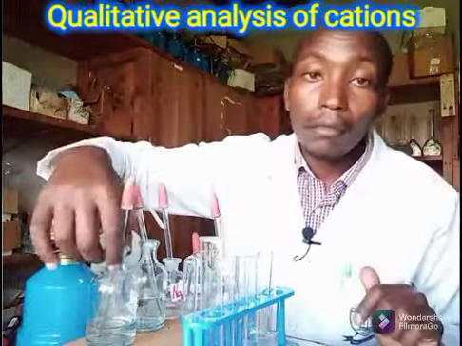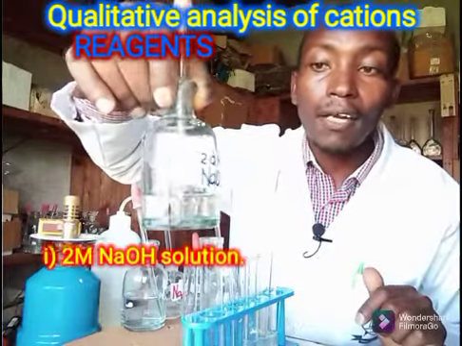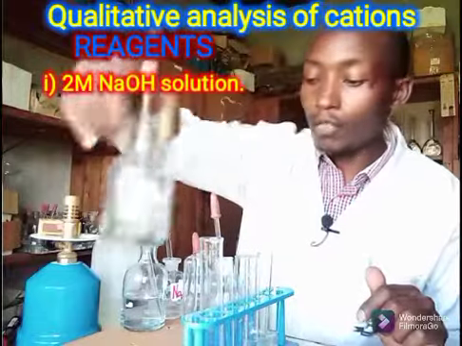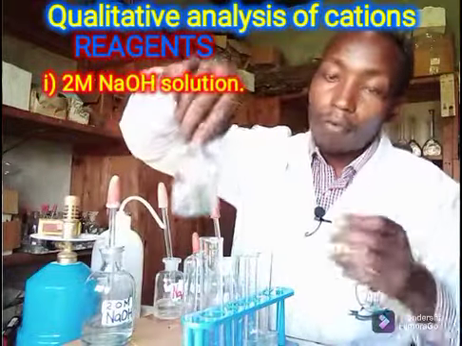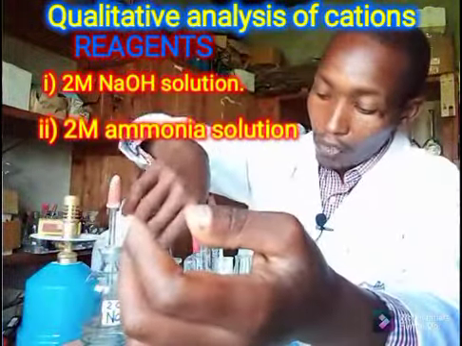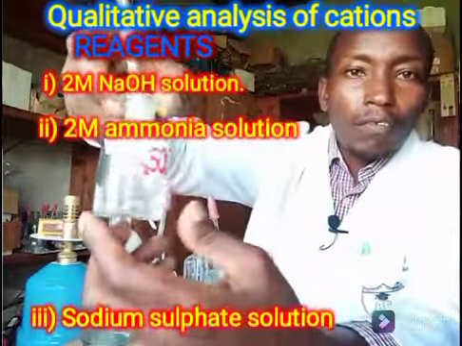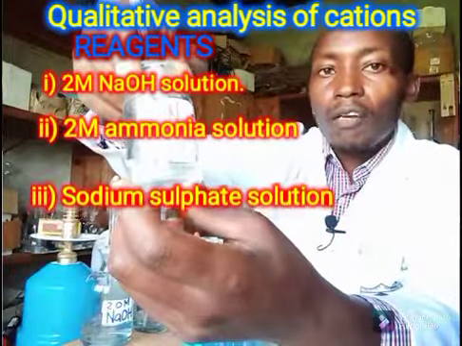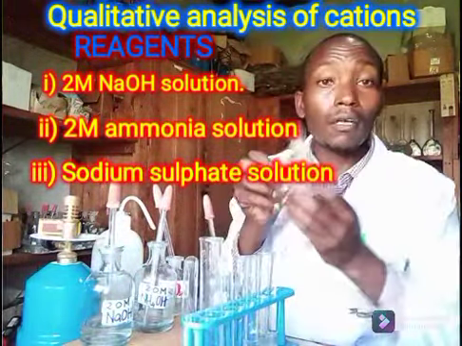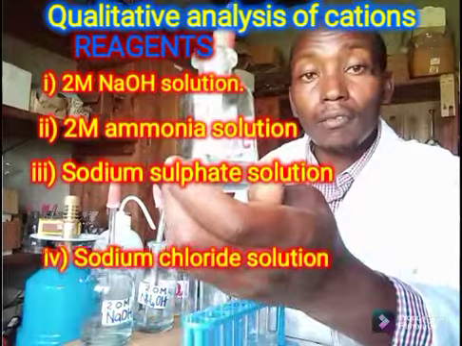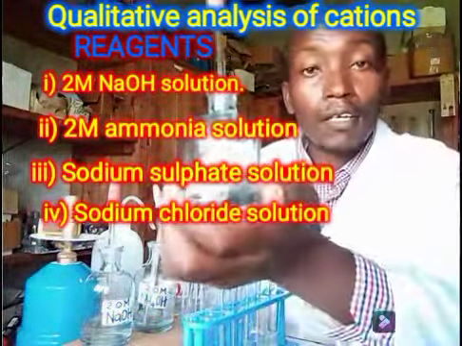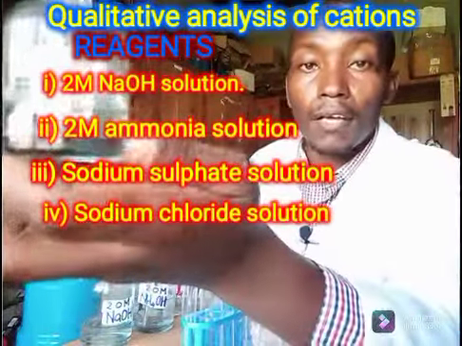Remember now, I'll be working with sodium hydroxide. This is 2 molar sodium hydroxide. I'll be working with aqueous ammonia. This is ammonium hydroxide, or rather aqueous ammonia. I'm having sodium sulfate. This is sodium sulfate. I will also work with sodium chloride. Then I'll also have KI, the potassium iodide.